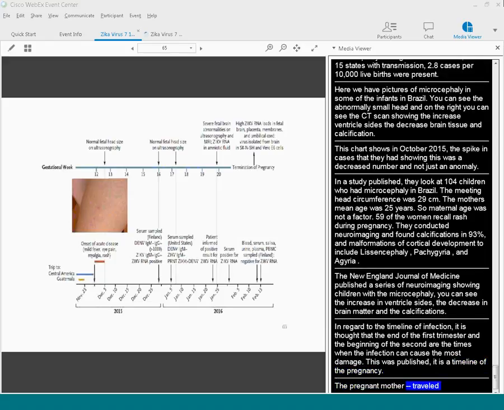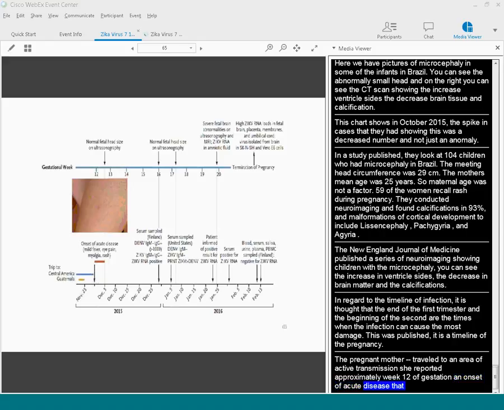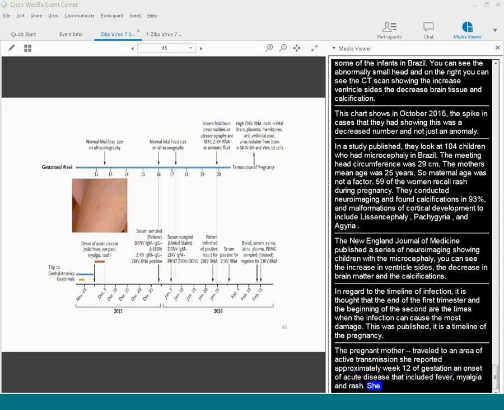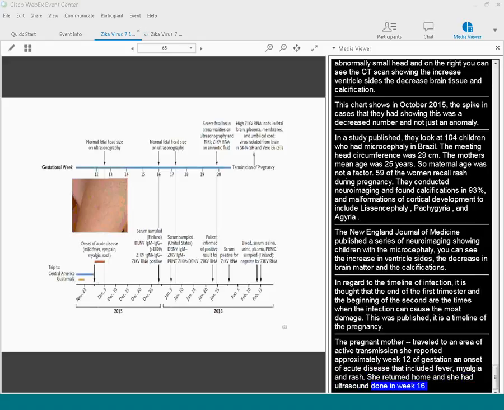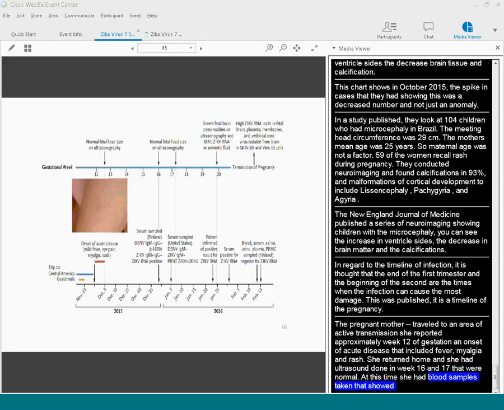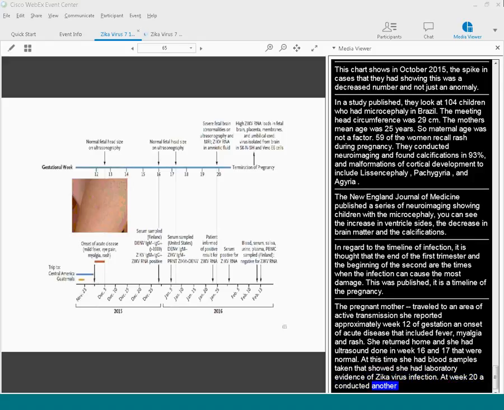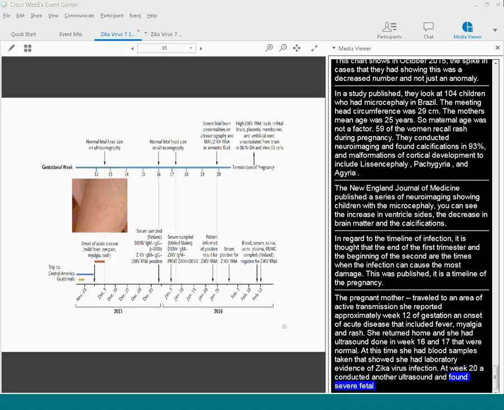She reported at approximately week 12 to 13 of gestation onset of acute disease that included fever, eye pain, myalgias, and rash. She returned home and she had ultrasounds done in weeks 16 and 17 that were normal. She, at this time, also had blood samples taken that showed that she had laboratory evidence of Zika virus infection. At week 20, they conducted another ultrasound and unfortunately found severe fetal brain abnormalities, and pregnancy was terminated at this time.